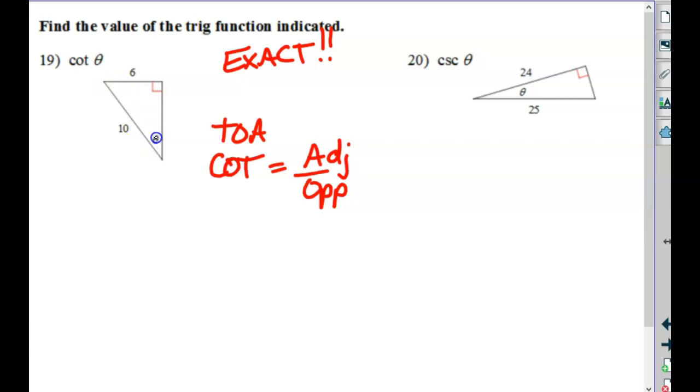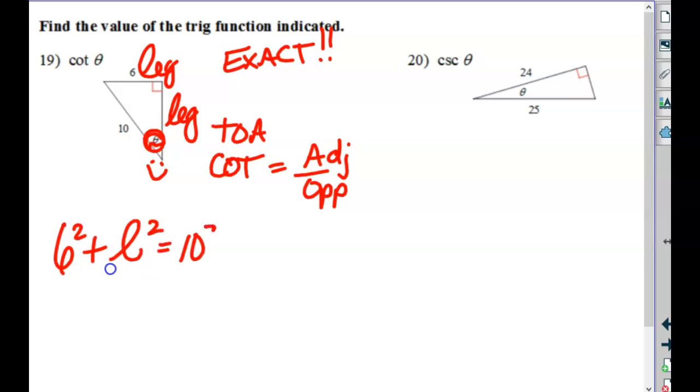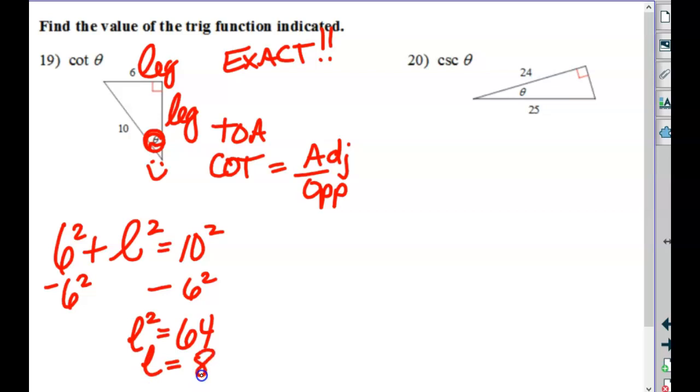So do I know the adjacent to this angle down here? Okay, no, I do not. I need to find this side. Now, this is a missing leg. The other leg is 6. So you'd have 6 squared plus that missing leg squared equals 10 squared. I never actually write these out. I just subtract them on my calculator. 10 squared minus 6 squared. And then you square root it. And we don't have to worry about plus or minus, right? Because it's a length.